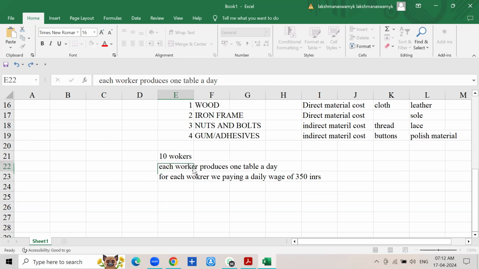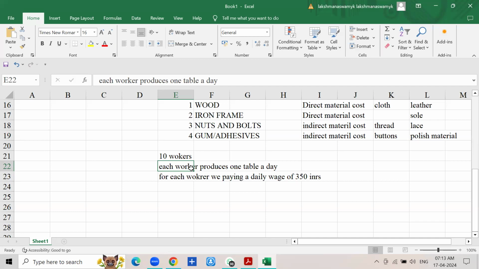Each worker is directly engaged in the manufacturing process. Directly engaging means what? That worker cuts the raw wood into required shapes, then he does the polishing, then he bends the iron frame, puts the wooden pieces within the iron frame and fixes them with nuts and bolts. After that, he applies some gum. He converts the raw wood into the computer table. This is called directly engaging.